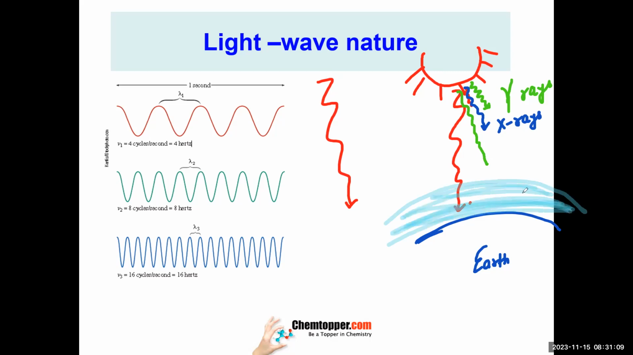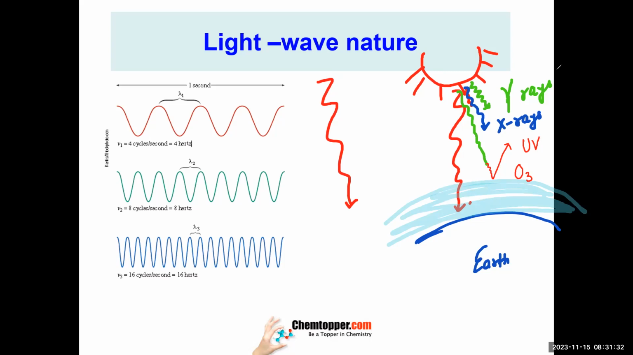And the topmost part of the atmosphere is made up of the ozone layer, O3. UV can come up to here and is reflected by this ozone. This is UV, ultraviolet. So ultraviolet is also not entering.